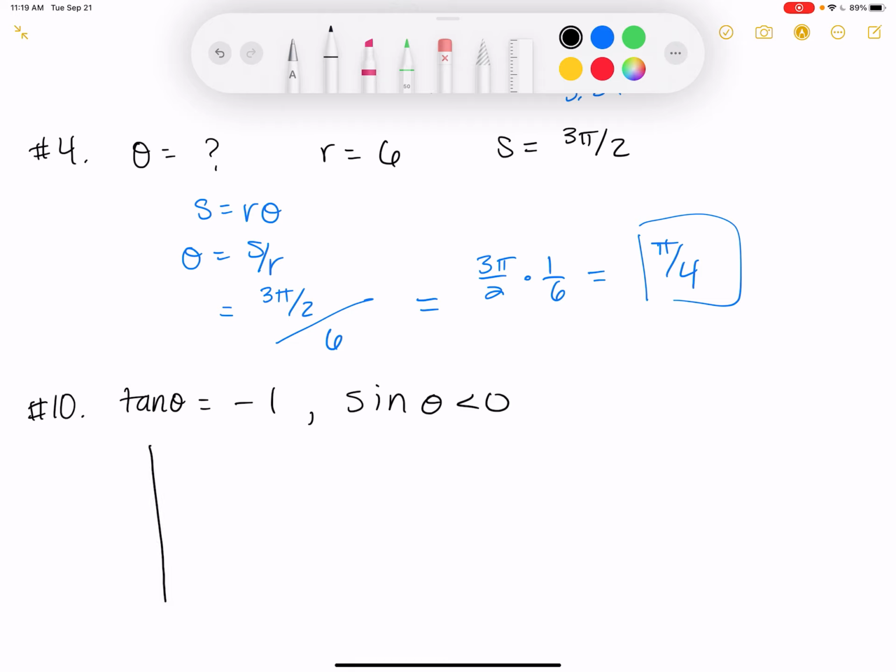If tangent is negative, that has to occur where one value is positive and one value is negative, right? One x and one y. Since the sine of theta being less than 0 has to be negative, that means my x value needs to be positive. So I'm down here. And remember, I always connect with the x-axis when I draw it.